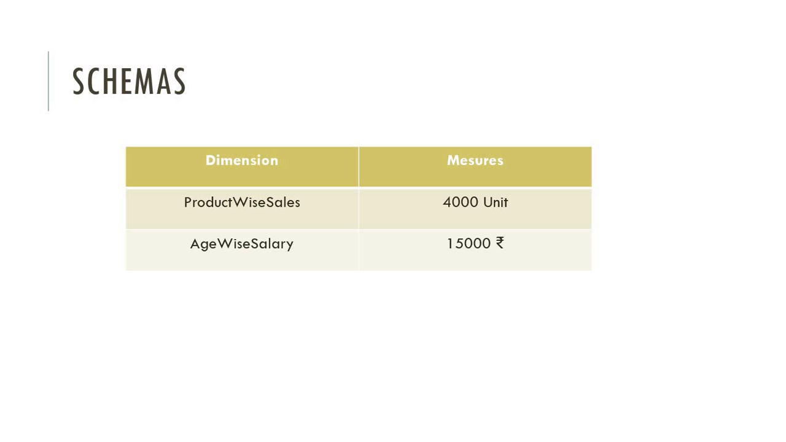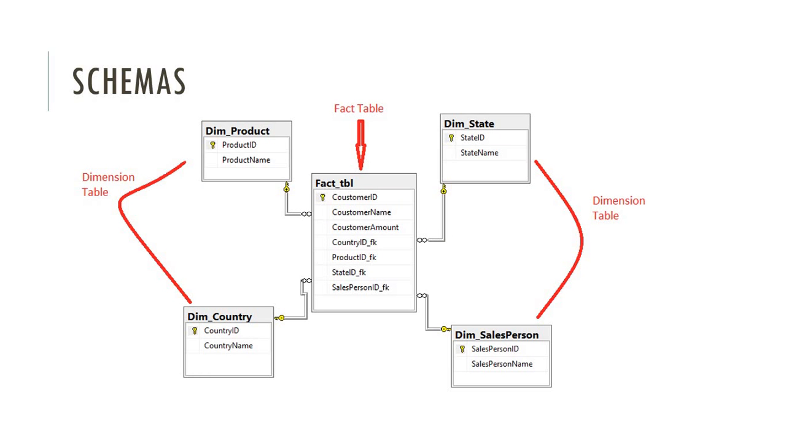Also, the fact table contains the primary key of the dimension table as well as measures, while the dimension table provides descriptive information for all the measures in the fact table. As shown in the figure, we can see that there are 4 dimension tables and 1 fact table. The fact table contains the primary keys of all 4 dimension tables and also its own measures.